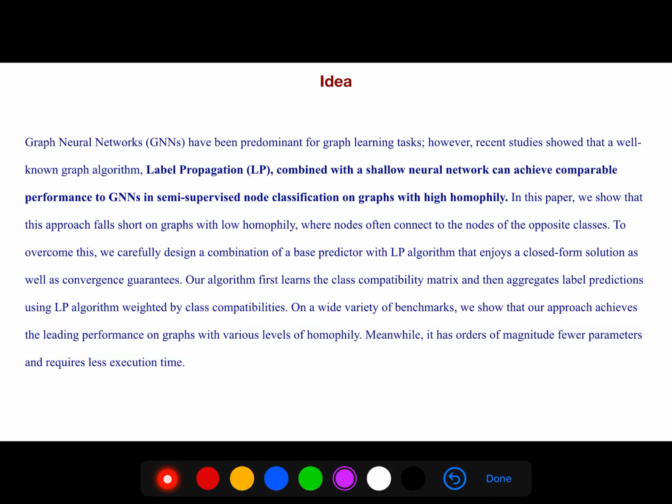To overcome this, we carefully design a combination of a Bayes predictor with the LP algorithm that enjoys a closed form solution as well as convergence guarantees. Our algorithm first learns the class compatibility matrix and then aggregates label predictions using the LP algorithm weighted by class compatibilities. On a wide variety of benchmarks, we show that our approach achieves a leading performance on graphs with various levels of homophily.